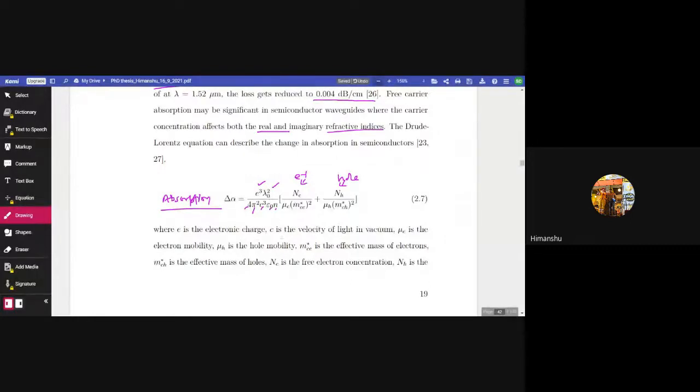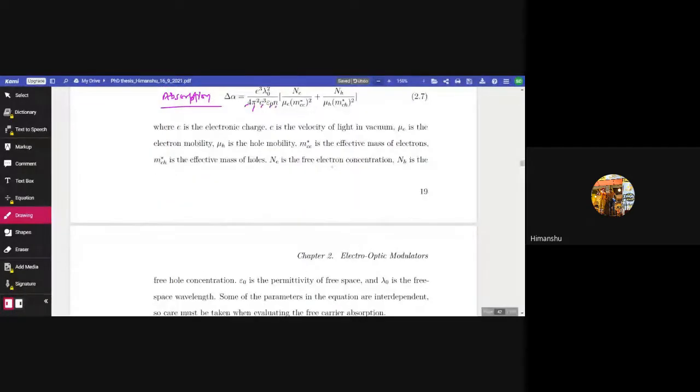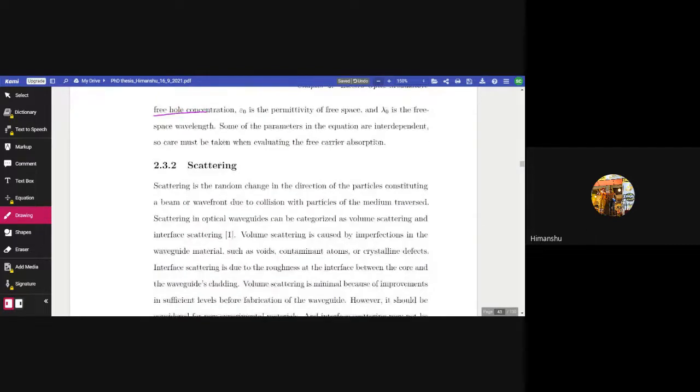where e is the electron charge, c is the velocity of light in vacuum, mu e is the electron mobility, mu h is the hole mobility, m_ce star is the effective mass of electrons, m_ch star is the effective mass of holes, capital N_e is the free electron concentration, capital N_h is the free hole concentration, epsilon naught is the permittivity of free space, and lambda naught is the free space wavelength. Some of the parameters in the equation are independent, so care must be taken when evaluating the free carrier absorption.